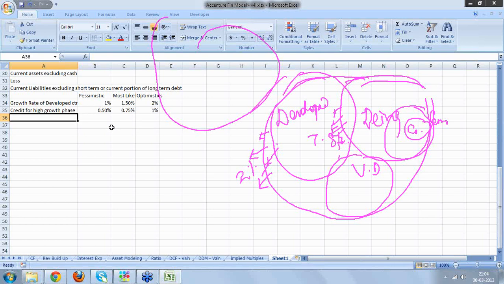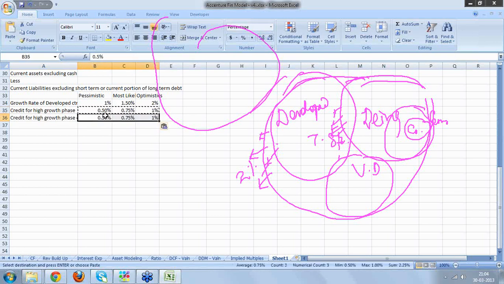But there is still some high growth phase left. So credit for high growth phase of your industry if it has been overperforming the sector. So I again give another credit of 0.5, exactly the same kind of credit I'll give again here. There's no mathematical basis, but that's the bare minimum that I can do. So I've added one more credit.